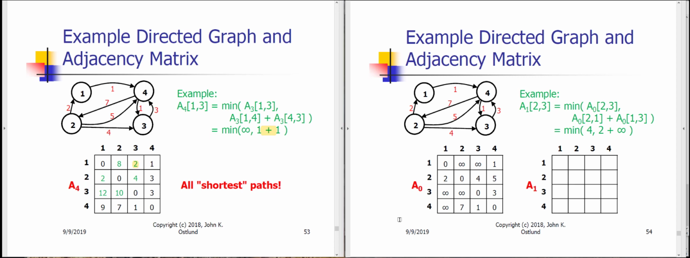All right, so that's it. Now I have created these slides 54, 55, 56, 57 for your own use if you're interested in tracing through the steps starting from the adjacency matrix A sub 0 to get yourself all the way to the ultimate shortest path matrix A sub 4 to make sure that you understand the various steps.